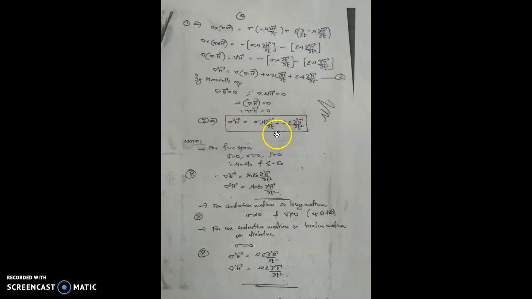So from the equations for a lossy dielectric, that is these two equations, del square H and del square E, you can derive the wave equation for any medium. Okay, thank you.